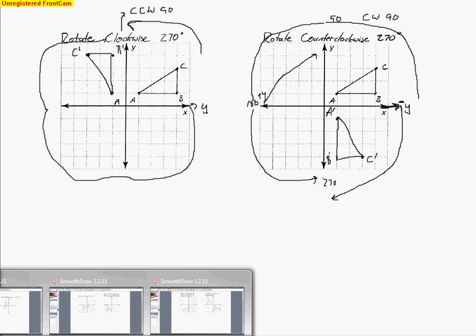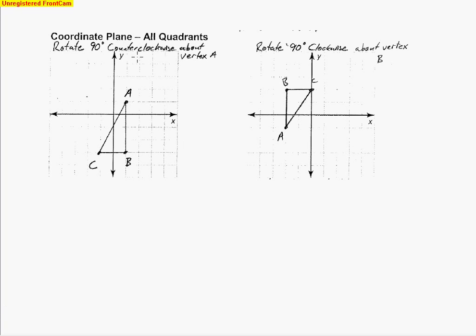Let's take a look at the next problem. So the next one asks us to rotate 90 degrees counterclockwise, which we've done before, but this time it says something else. Before it was about the origin. Now it's about a vertex. And so we're going to rotate about the vertex A, so this point right here.